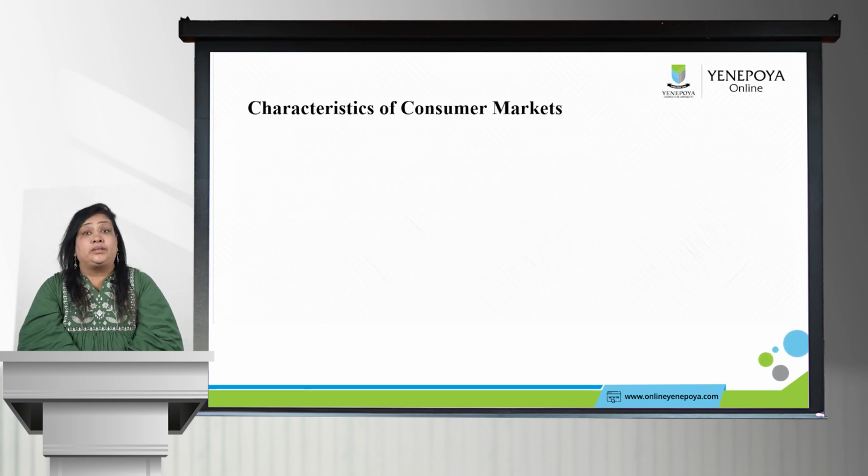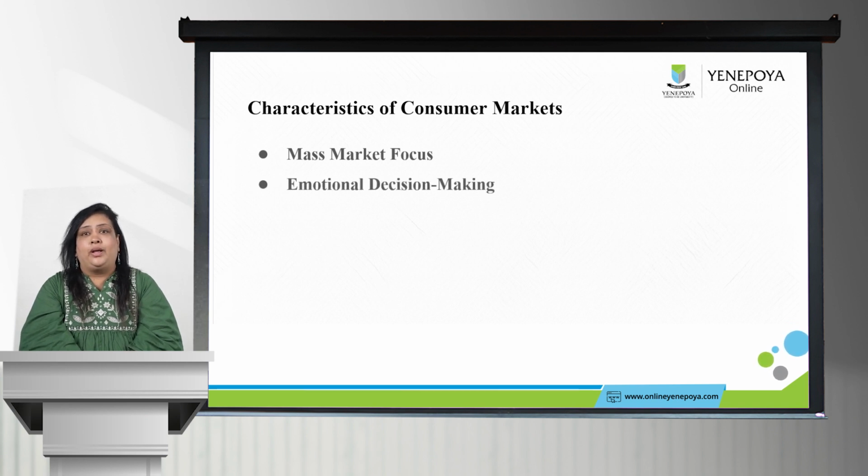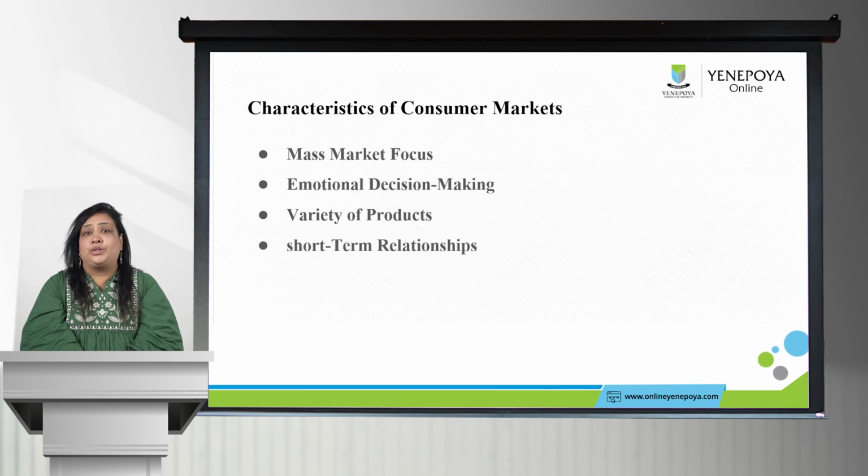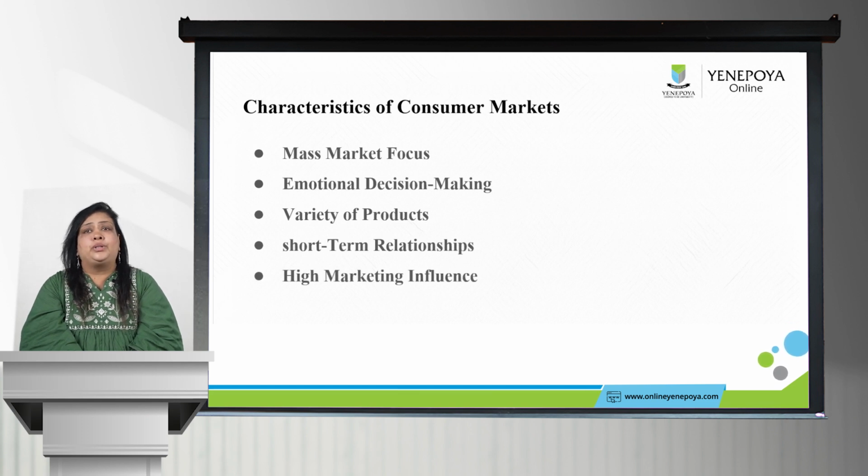Let's move on to the characteristics of consumer market. The first point is mass market focus. Consumer markets cater to a broad audience with diverse preferences and needs. The next one is emotional decisions. Purchases are often influenced by emotions, personal preferences, and brand loyalty. The second one is variety of products. A range of products is available to cater to varying customer tastes. And the next one is short-term relationship. Buyer-seller relationships are generally transactional and less personalized. And the third one is high marketing influence. Advertising, promotions, and social media have a significant impact on buying decisions.